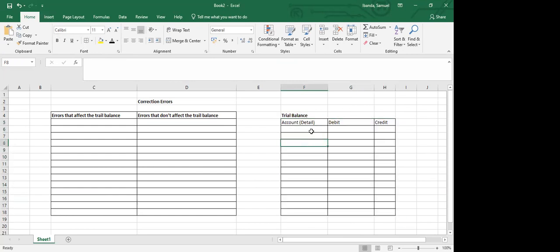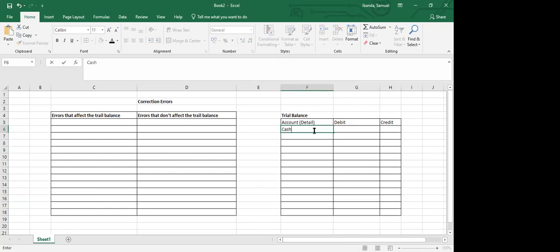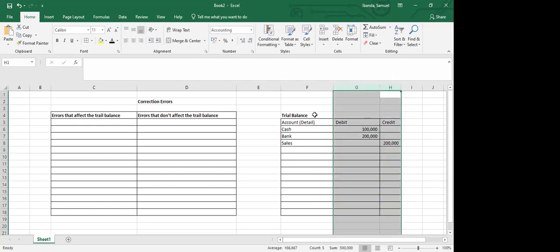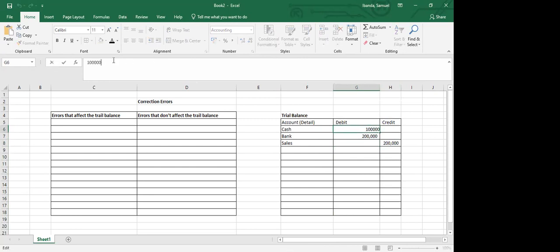Let me just try to give it a shape. So you'll have different accounts, for example cash, maybe bank, maybe sales, and etc. And these will have different amounts. Maybe this is 1 million, this could be maybe 200,000, and let me give this 2 million for the first demonstration.